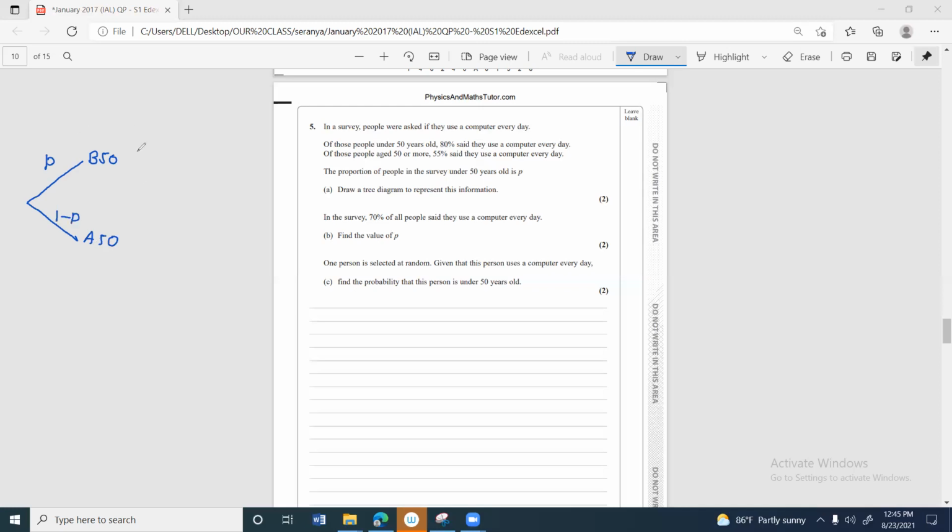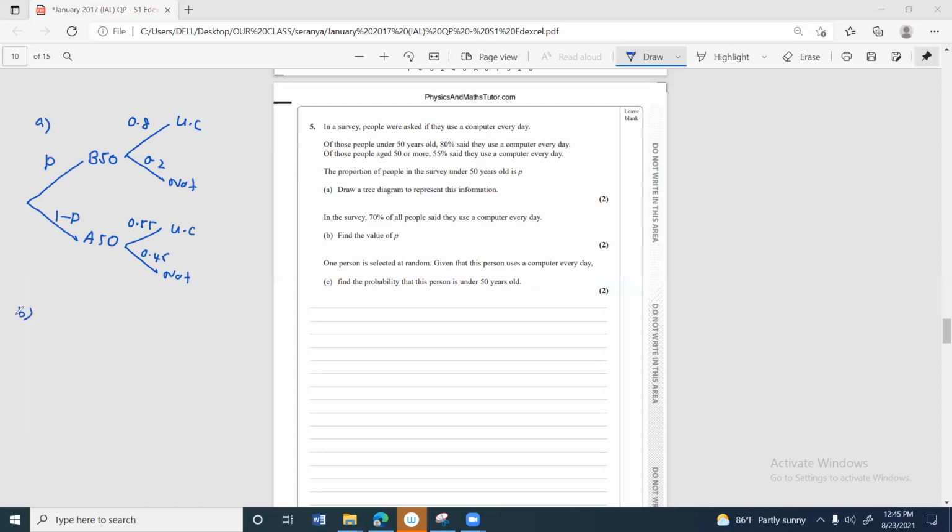Then the people under 50, they mention use a computer every day: use computer, or not. 80% means 0.8. Therefore, this should be 0.2. Then above 50, use a computer and not. They mention 55% use a computer every day, which means 0.55. And this is 0.45. This is the tree diagram for that. So pretty simply, you can get the answer for this.